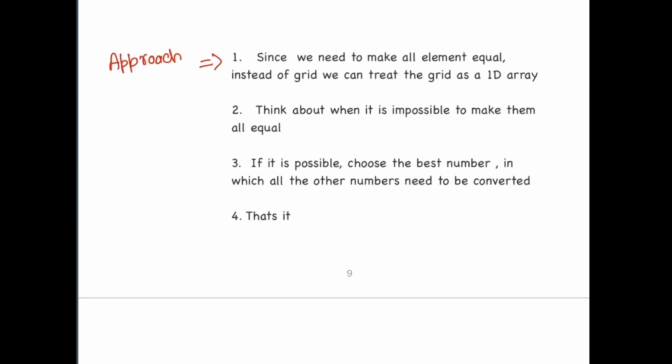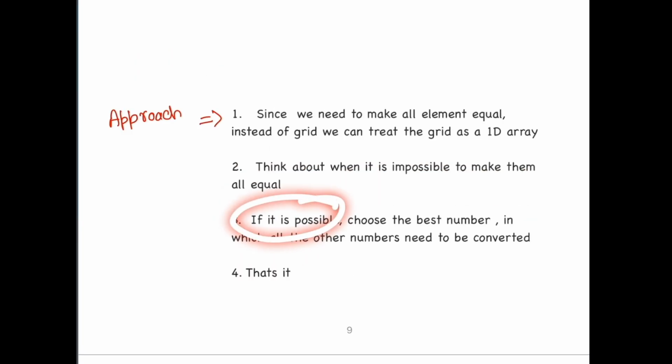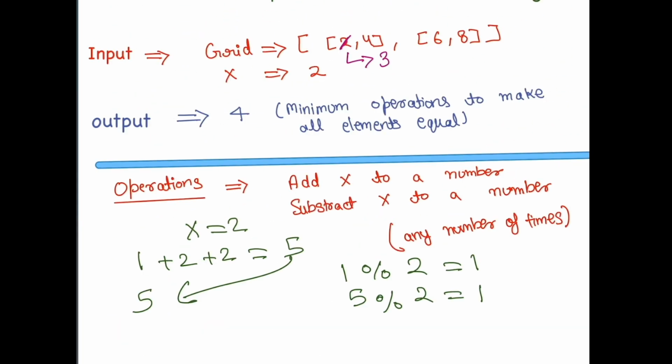So the next question is, if it is possible, choose the best number to which all other numbers need to be converted, and that's it. So if it is possible, you just need to find the best number to which you need to convert all the other numbers. Okay? So let us see how we can do it.